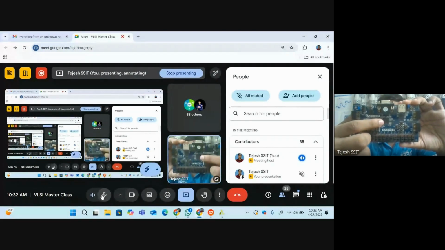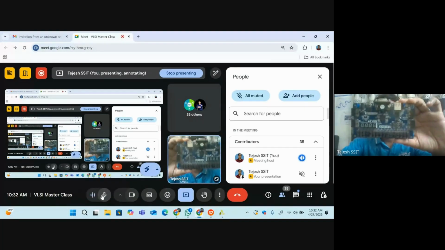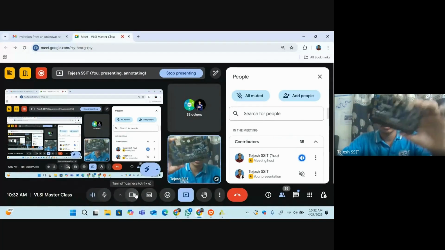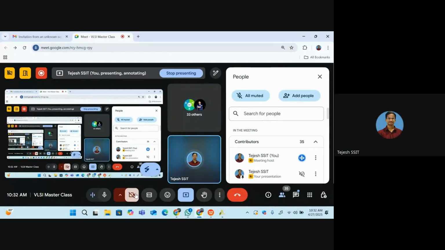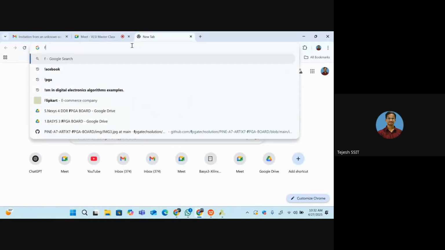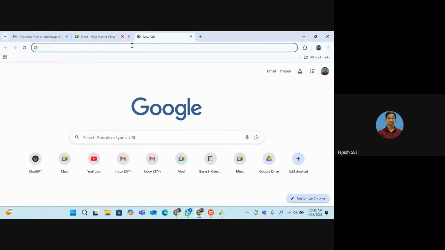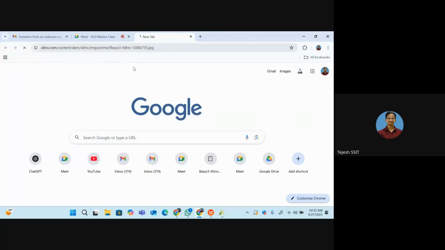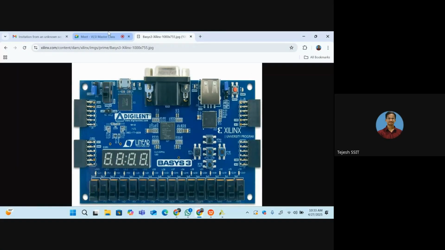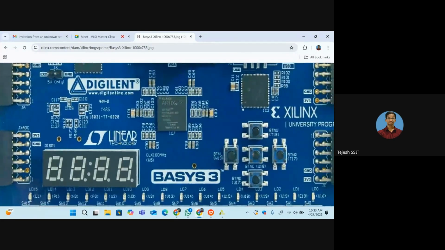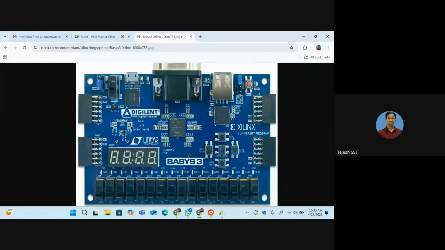All of you observe this one. I will show the photo also. Don't worry, I will show the pic. I mean, I will open the website for FPGA. So all of you, is my screen visible to you all? See, don't call this overall.